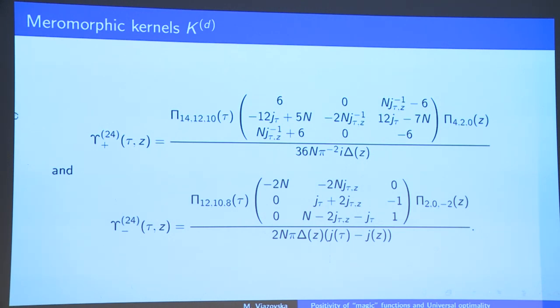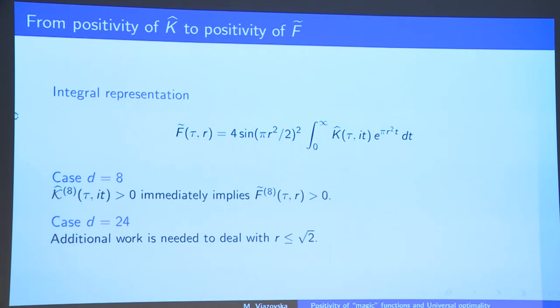Now that we have these explicit expressions, the next thing we try to do is to see the positivity of the function we are interested in, and of f tilde, from some properties of our kernel K. Again, we recall the integral representation here. In those cases when this integral converges absolutely, just the positivity of K will imply the positivity of f. This happens in dimension 8, and it is the only thing we have to check. In dimension 24, we have an additional problem coming from the divergence of this integral, so we will need to work separately with small values of r.